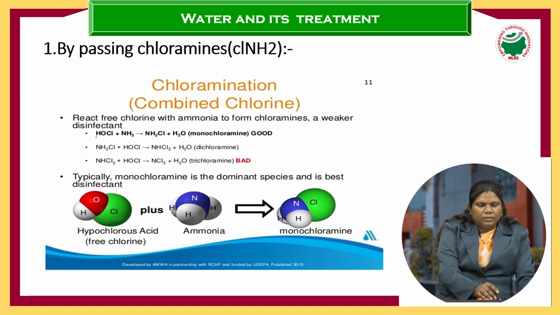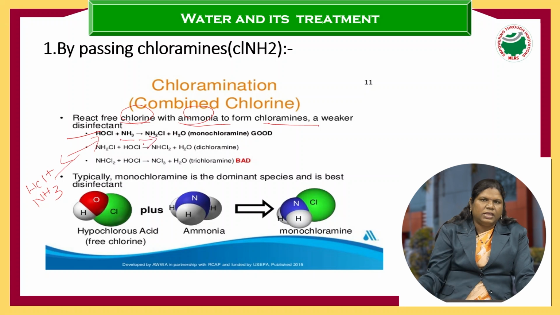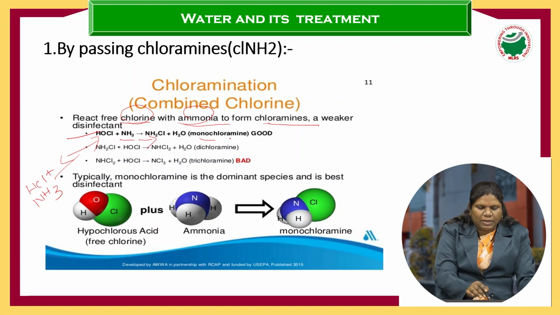The free chlorine reacts with ammonia to form chloramines, a weaker disinfectant. What will happen? The chlorine reacts with the ammonia, Cl2 and HCl plus NH3. Chlorine and ammonia react and form chloramines: NH2Cl, which is called monochloroamine; dichloroamine, two molecules of chlorine and one molecule of ammonia; and trichloroamine, three molecules of chlorine and one molecule of ammonia.